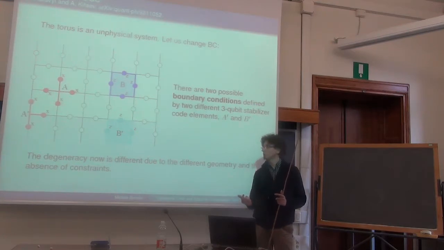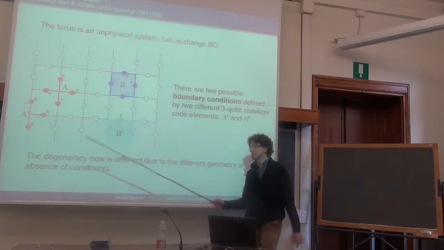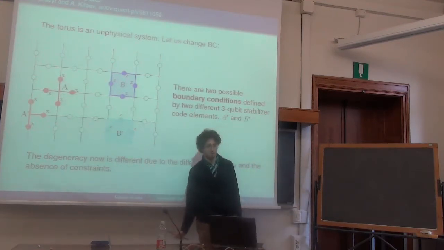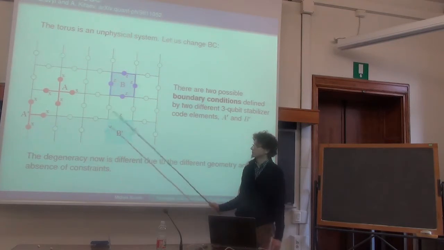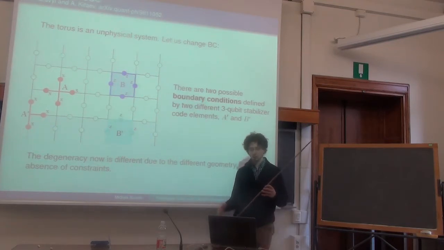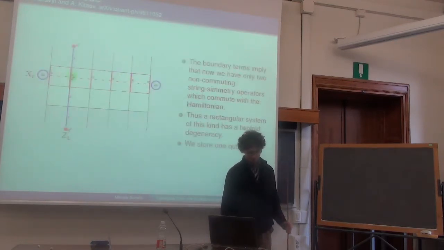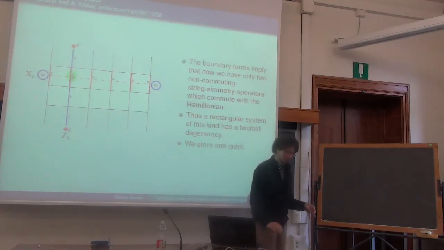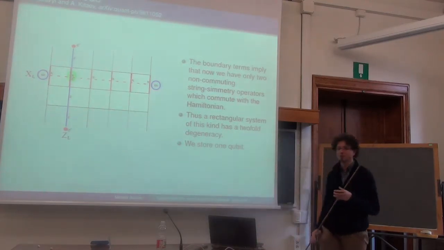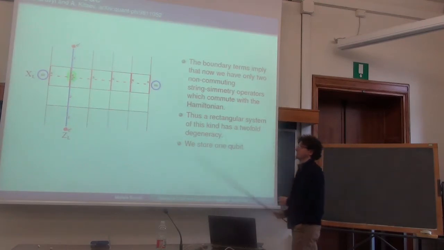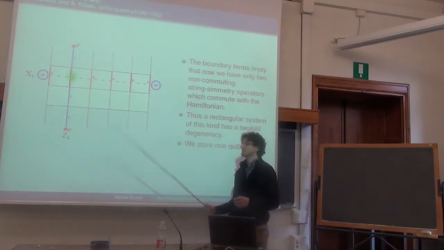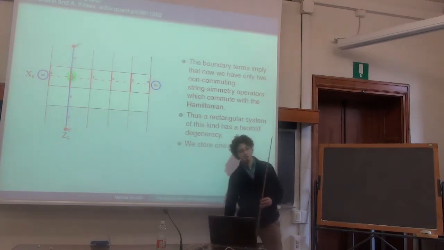However, since we changed the boundary condition, we do not have anymore the previous constraints that told you that the product of all the A operators was equal to 1 and the product of all the B operators is equal to 1. So in principle we are changing the number of constraints and we are changing the degeneracy of the system. This can be visualized also by considering what are the non-trivial string symmetries which appear in the system.